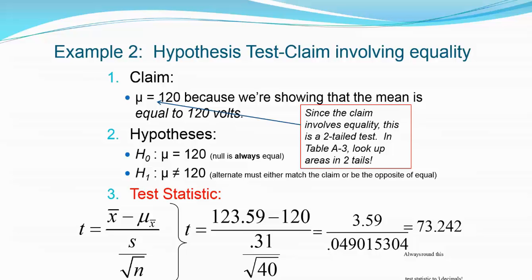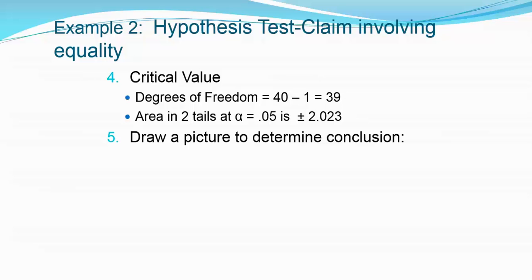Now that's a very extreme test statistic, so I can tell it's very far out in that right side of the tail. So I can already tell right now that's going to land in that critical region when I do my picture. So for the critical value, first we need to figure out how many degrees of freedom we have, and that helps us land on the appropriate row in table A3. So we have 40 in our sample, we subtract 1, and we get 39. So in my table, I want to go to the 39th row in table A3.